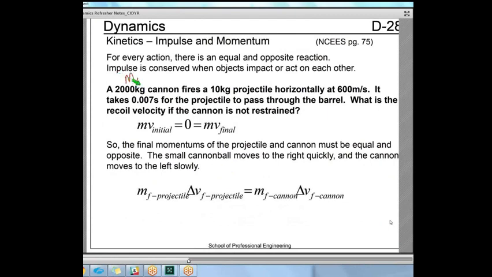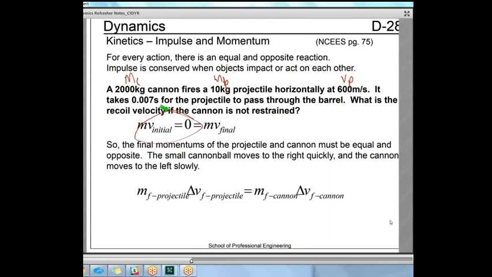Here's the cannon problem. Mass of the cannon, mass of the projectile, and the final velocity of the projectile is 600 meters per second. What's the initial velocity of the projectile? 0, right? What's the initial momentum of the projectile? Also 0. And the initial momentum of the cannon? So our initial momentum is 0 for the entire system.